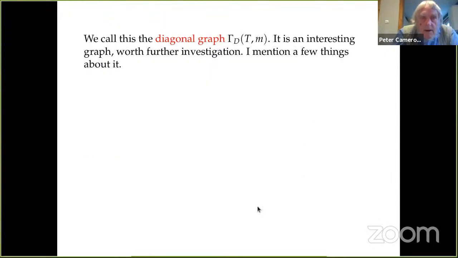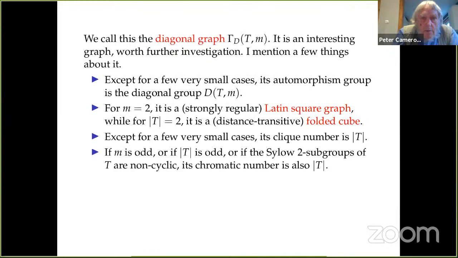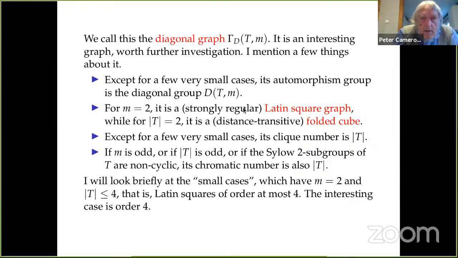So this is the diagonal graph, and we know a few things about it. Its automorphism group is the diagonal group. For m equals 2, it's what's known as a Latin square graph. This is a very prolific family of strongly regular graphs, if you know about these things. If the group is the cyclic group of order 2, we get another well-known graph called the folded cube. This is a distance transitive graph, and that comes up in the case where the group has order 2.